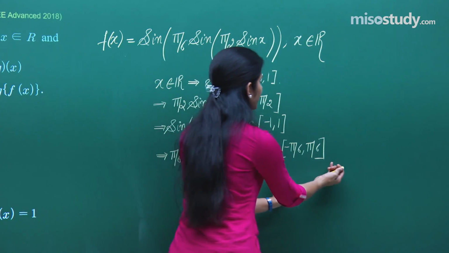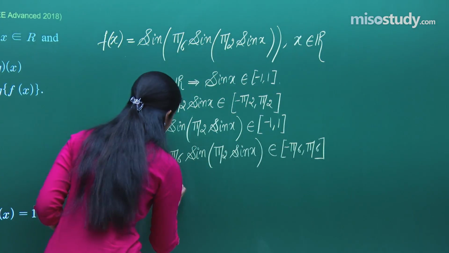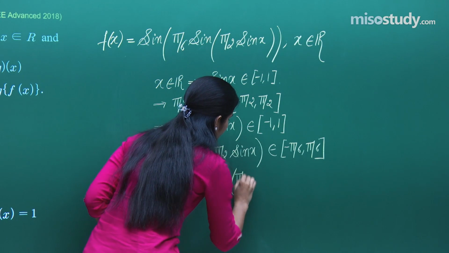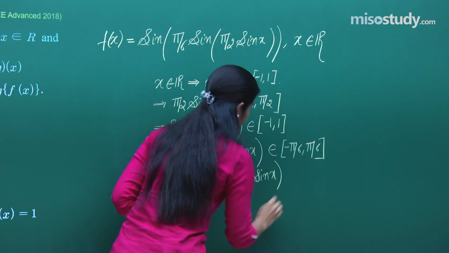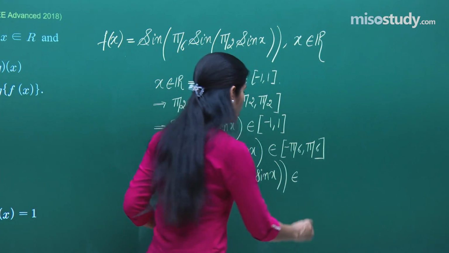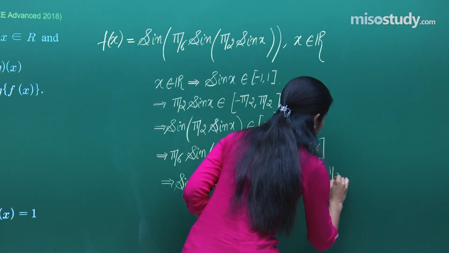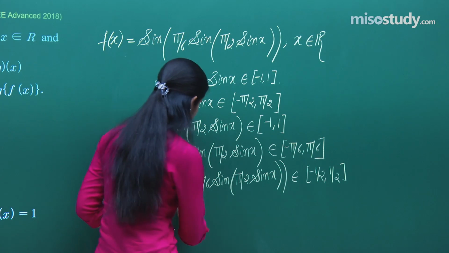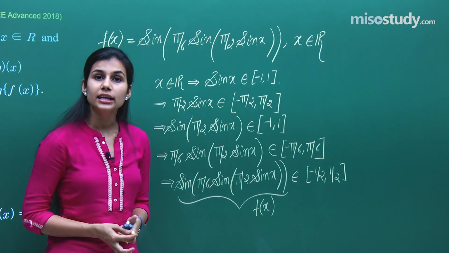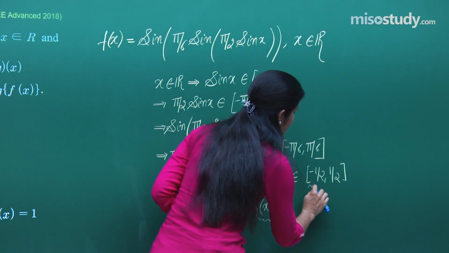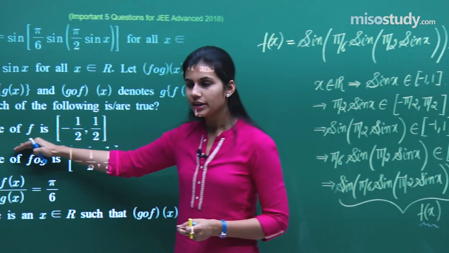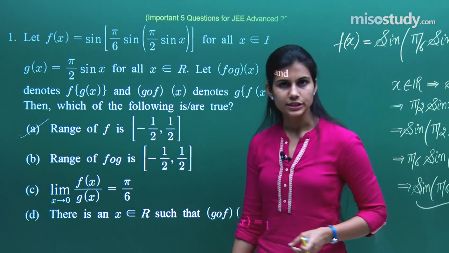And after that, sine of this thing. So if this argument is belonging in the minus pi by 6, pi by 6 range, this means sine of pi by 6 sine of pi by 2 sine x is going to belong to sine of minus pi by 6 comma sine of pi by 6 closed interval, which makes it -1 by 2, 1 by 2. And what is this? This is nothing but your f of x. So you have understood that whenever x is going to come from the collection of all reals, f of x is going to land inside the -1 by 2, 1 by 2 closed interval, which means that the range of the function f is the -1 by 2, 1 by 2 closed interval.